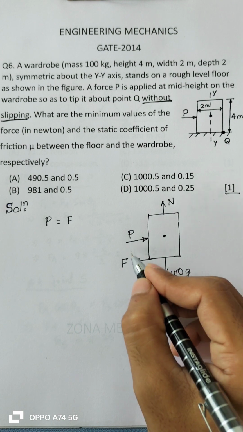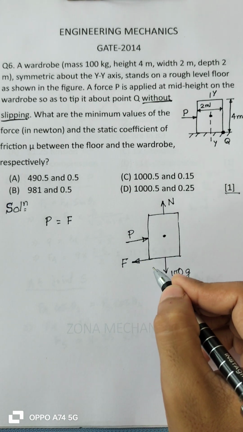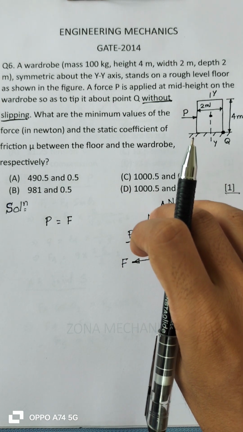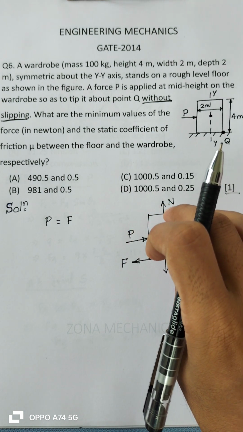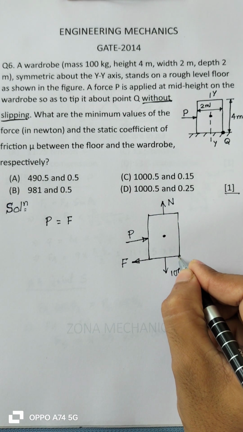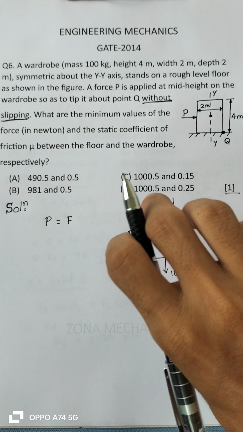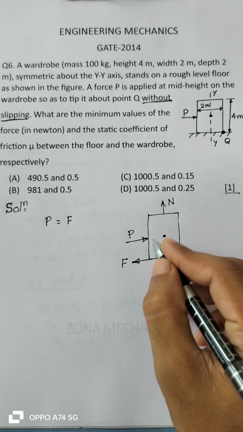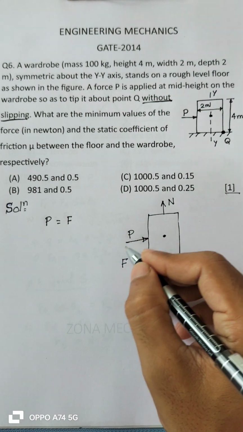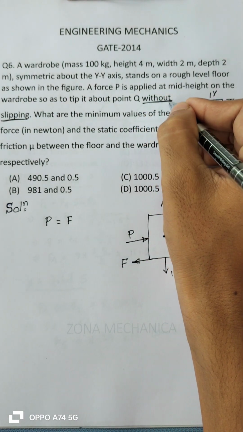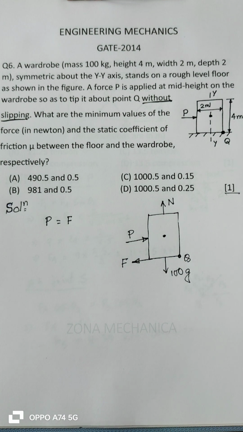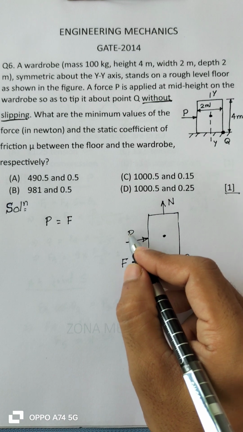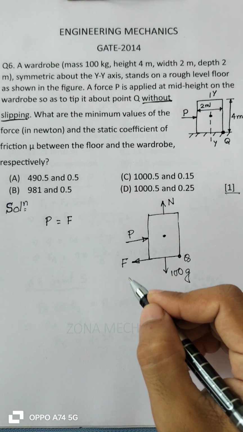So these two forces, equal and opposite parallel forces, will create a couple. That couple will try to tip the wardrobe. This is the point Q. So it will try to tip the wardrobe about Q. So as per the constraint, to satisfy this condition without slipping, if we want to tip, then P will be equal to the limiting friction.